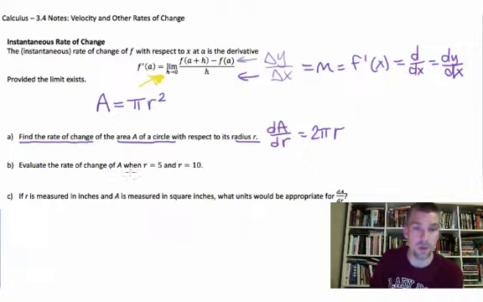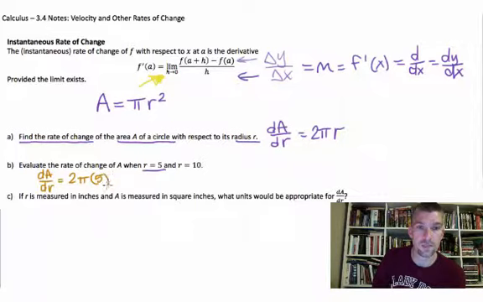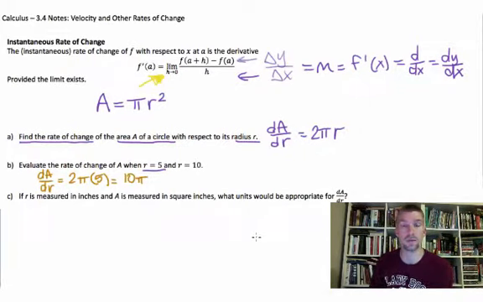Well, then it says evaluate the rate of change when r is 5 and r is 10. Hey, that's really not a problem. The rate of change then just simply means that wherever we see r, we're going to put a 5 in. So we would say that dA/dr equals 2 times pi times 5, or 10 pi. And 10 pi is a perfectly legitimate answer. There's no need to do anything else to that.